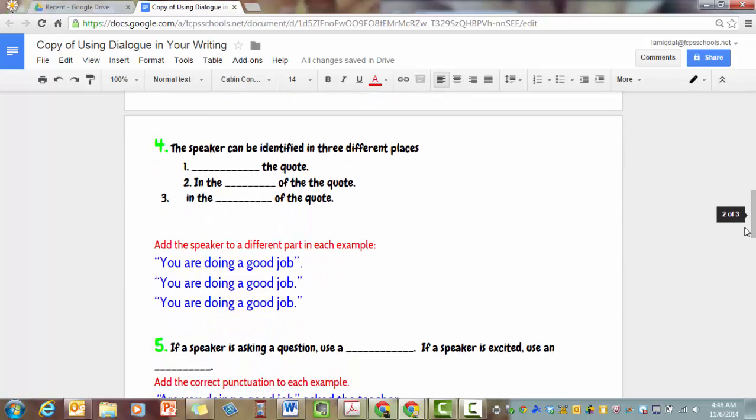Number 4, the speaker can be identified in 3 different places. Before the quote, in the middle of the quote, or at the end of the quote. So 3 different places. And I'm going to tell you which one I like the most. But let's do it first. So we're going to add that down here. And remember, if you need to stop to catch up, please do that. So, before the quote.